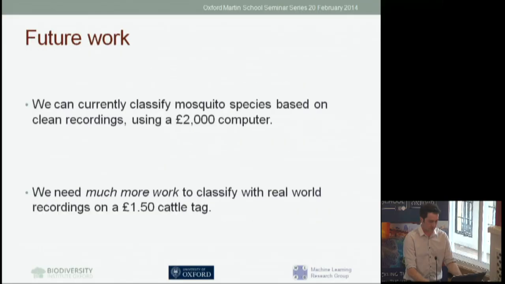So future work, as I say, we can classify mosquitoes with clean recordings on my very expensive computer. We need to do a lot more work to classify with real-world recordings on a £1.50 cattle tag, but we've made the first steps, and yeah, as I say, I think it is quite possible.